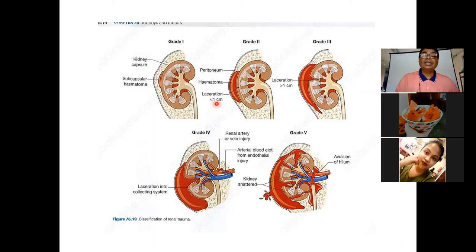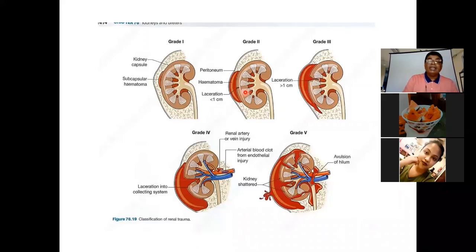Next is the grade 2 injury. Here there is a laceration involving the renal parenchyma, but the depth of the lacerated wound is less than 1 centimeter. There will be hematoma formation. It is not extending to the collecting system. These are the collecting system.